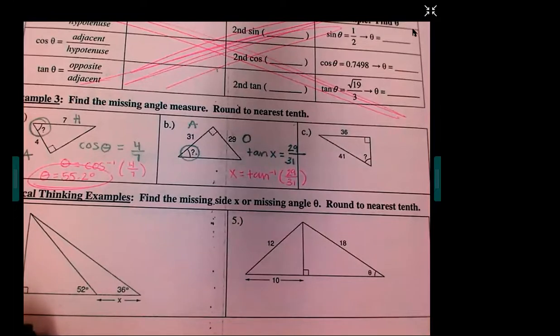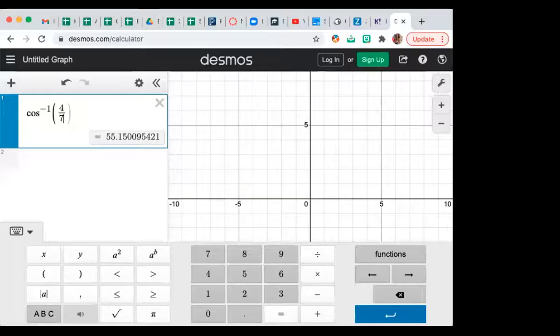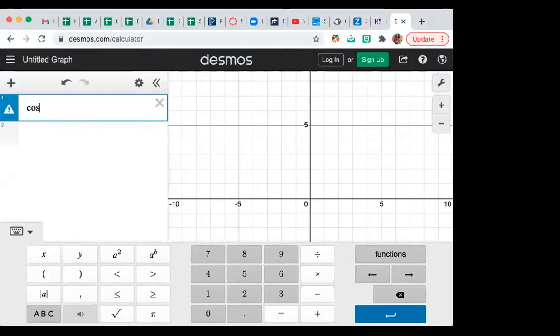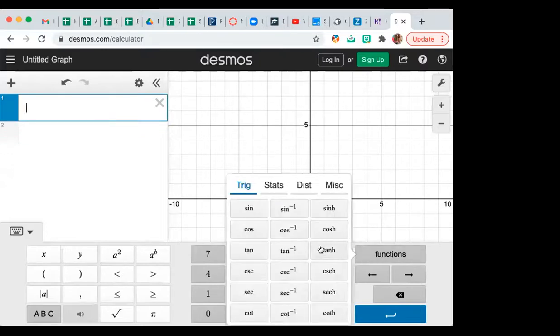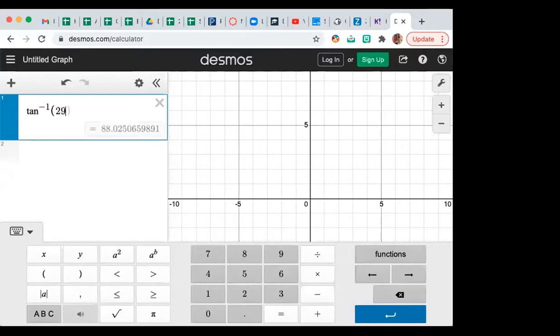People at home, do y'all have that set up? Are y'all okay if I switch my screen? All right. I'm going to switch it. So we got to do tangent inverse of 29 over 31. Did y'all get 43.1 degrees? Yeah? Okay. You're just looking at mine. Oh, you did? Good. He said I did it before you. Okay. All right.